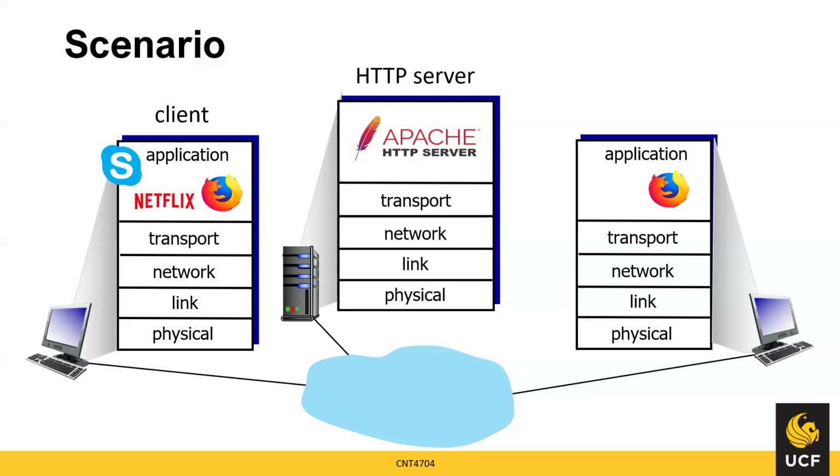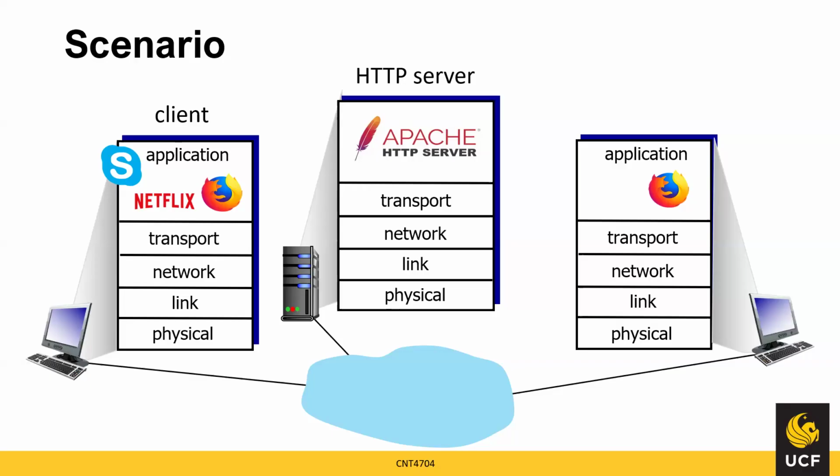So here's a scenario that we will do. Here we have two different clients. I want to show you the idea when we have multiple clients, how it would work. So on the client side, you might be running Skype, Netflix, and Firefox. And we said that each of those apps generates its own data. And then the multiplexing comes and combines all these messages into one.